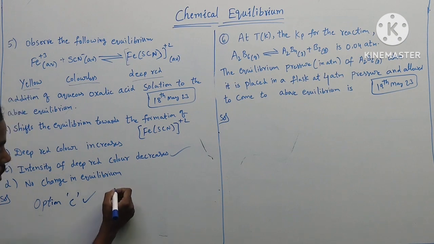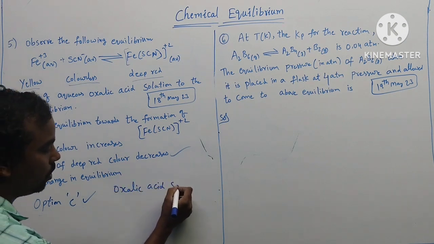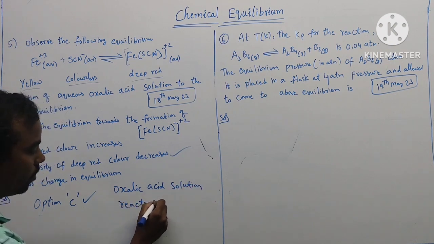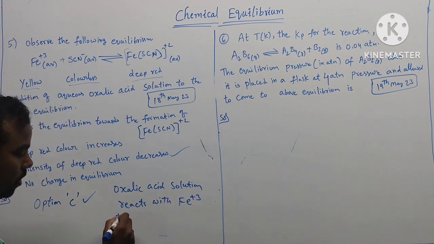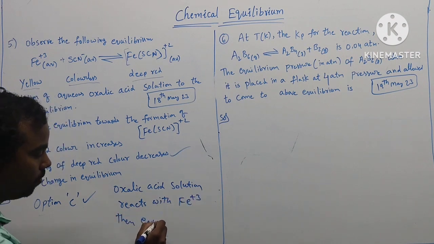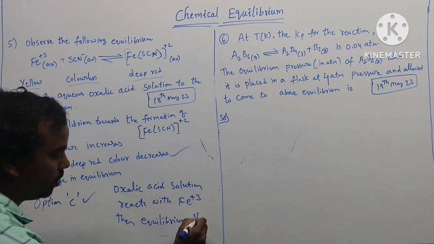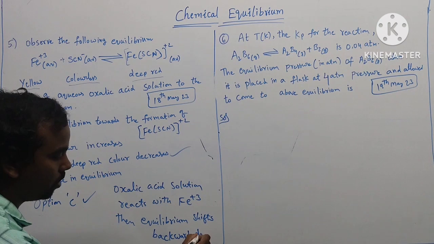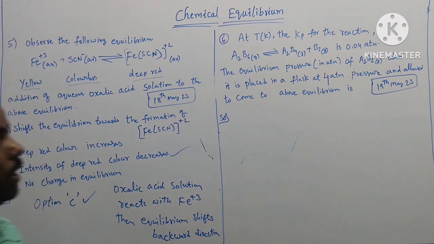Because oxalic acid solution reacts with Fe³⁺, the equilibrium shifts in the backward direction. So the answer is C. Okay, next question.